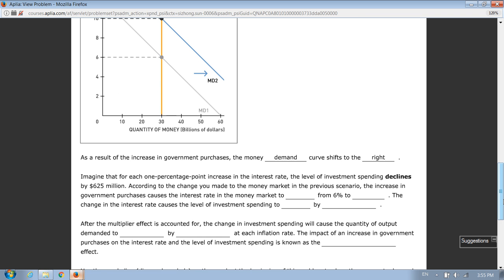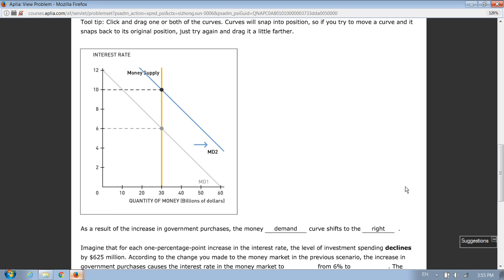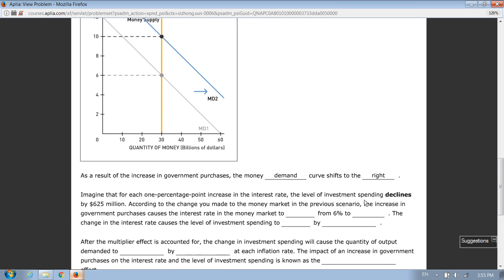Imagine that for each 1 percentage point increase in the interest rate, the level of investment spending declines by $625 million. Previously the equilibrium interest rate was 6%. Now it is 10%, so there's an increase of 4 percentage points. That's going to cause investment to decline by $625 million multiplied by 4, so it's $2.5 billion.